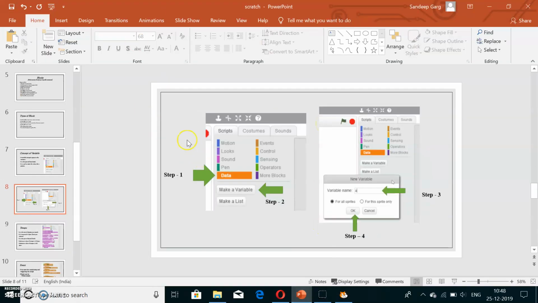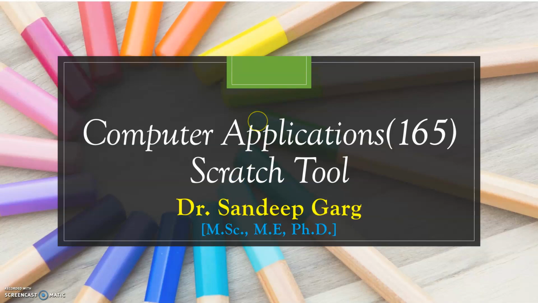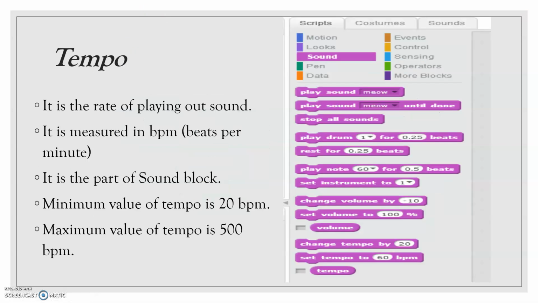See, now the steps are already given. The first step is related to how to prepare the variable. For preparing a variable, see step 1, click on the data option. Step 2, click on the make a variable option. Step 3, give the name of the variable, and step 4 is to press OK. After pressing OK, a variable will be created.